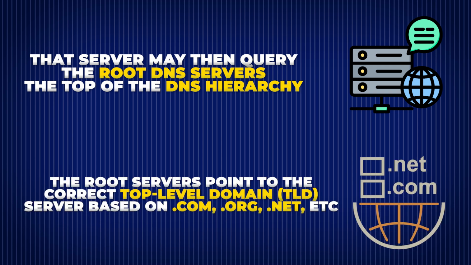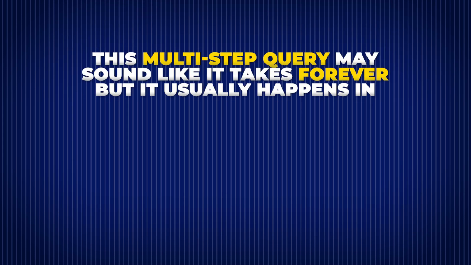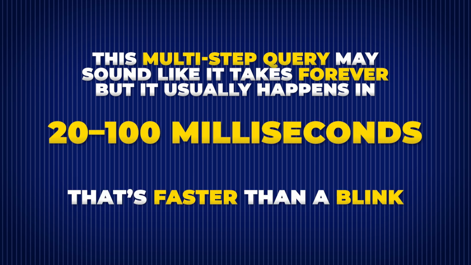The root servers point to the correct top-level domain TLD server, based on .com, .org, .net, etc. Then it reaches the authoritative DNS server, which finally gives the IP address for youtube.com. This multi-step query may sound like it takes forever, but it usually happens in 20 to 100 milliseconds. That's faster than a blink.